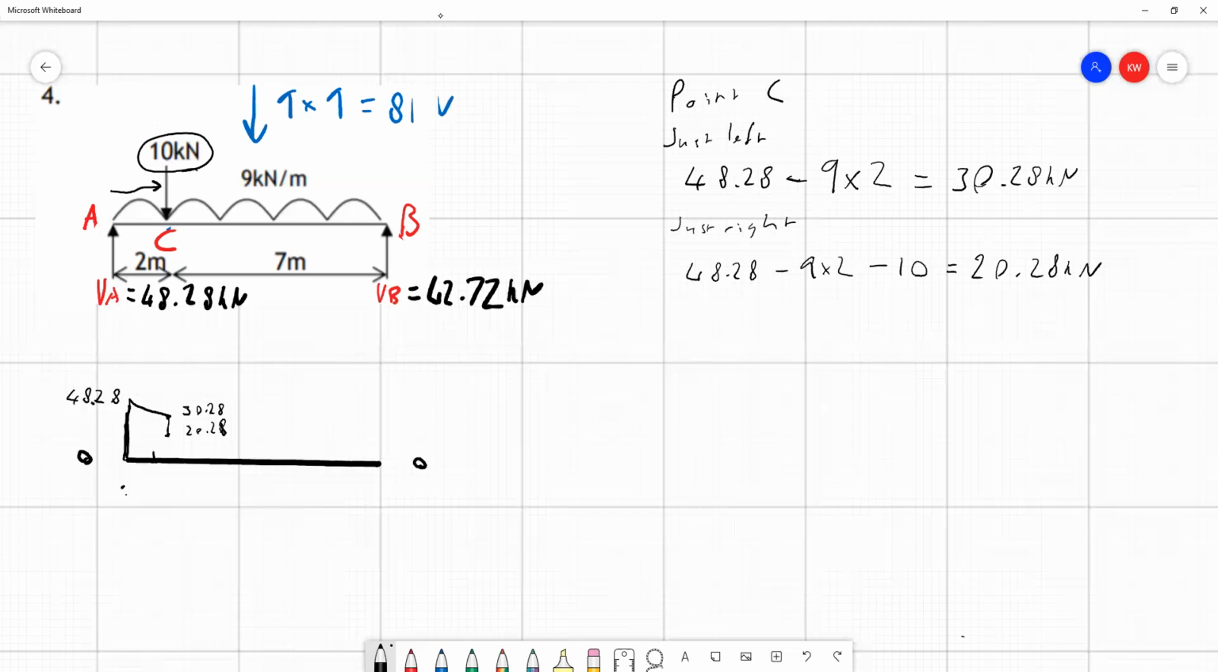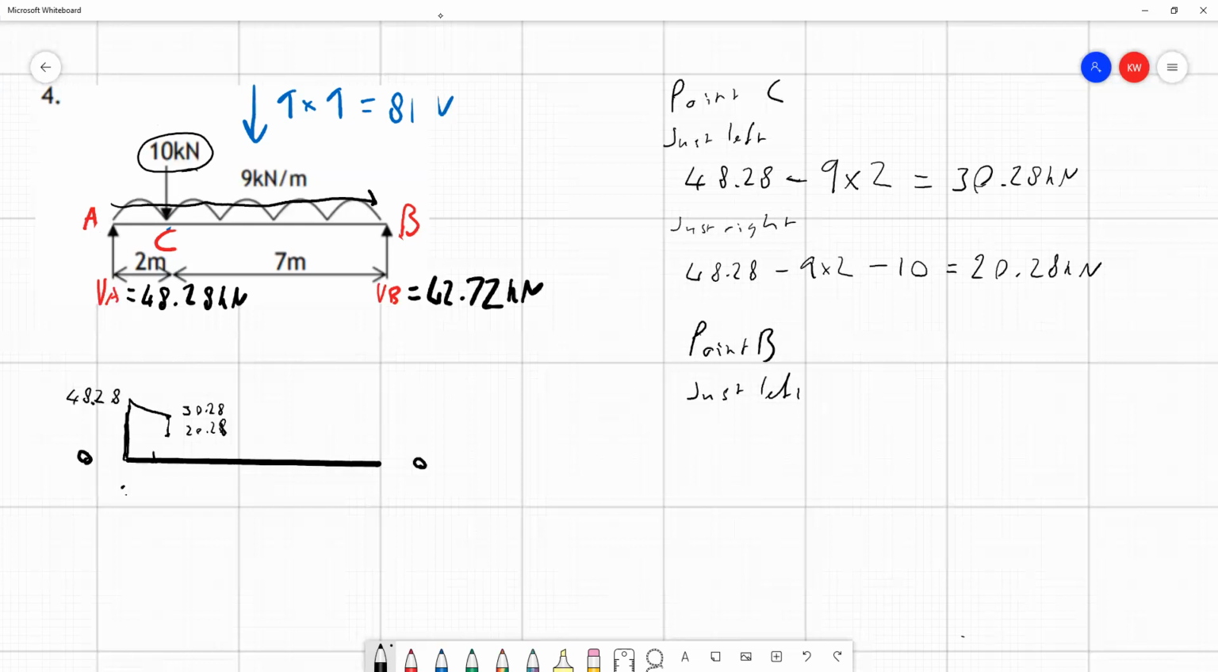So let's look at what happens at point B, just before we get to it. Let's see what happens just left of point B. This time I'll raise this arrow here. If you imagine our beam, we've come along from A. So we've got the force at A, we've got the force at C, the 10 kilonewtons down. We've come all the way along the beam to B. We're not including the force at B yet, so we're just to the left of that.